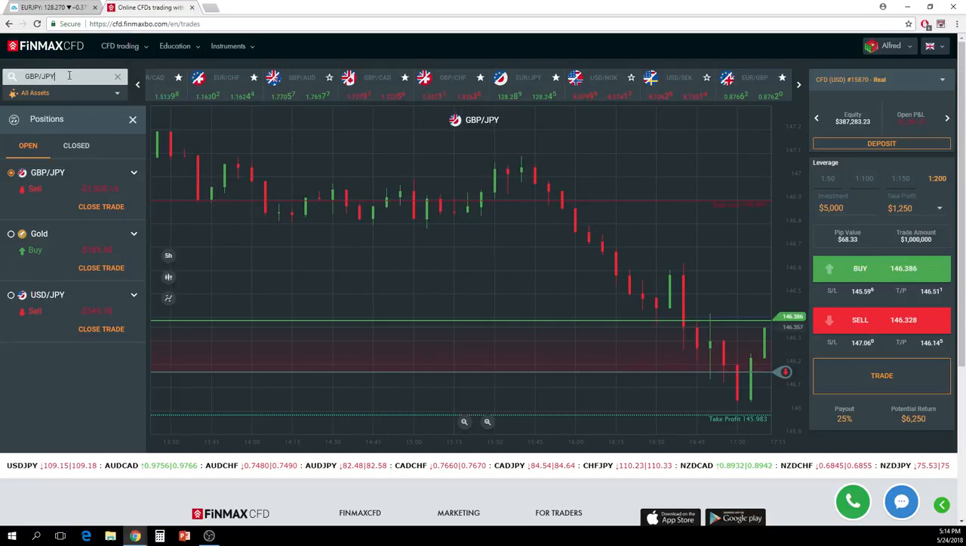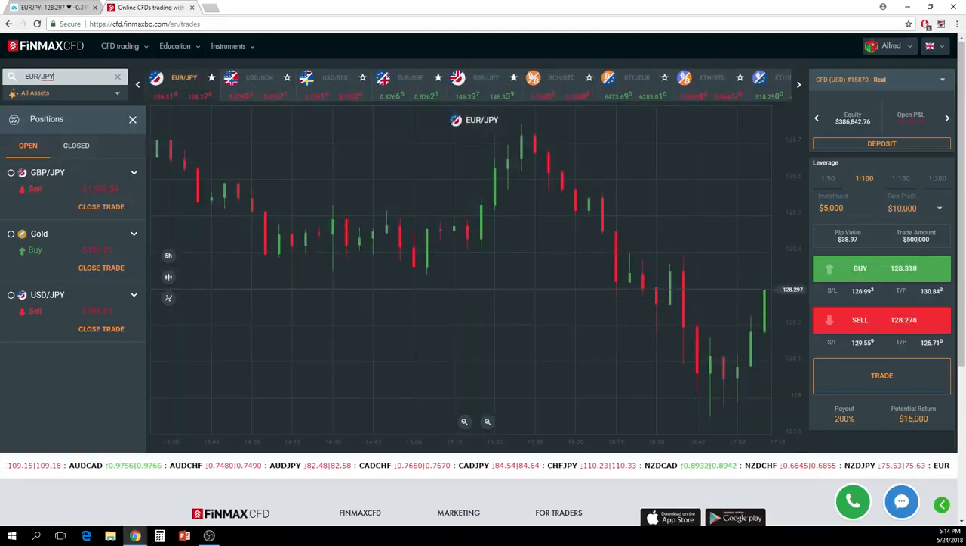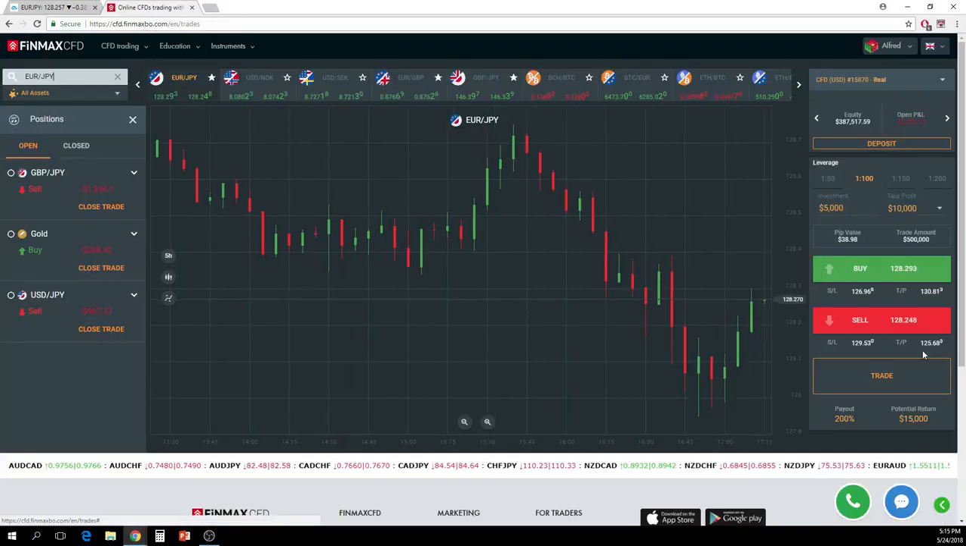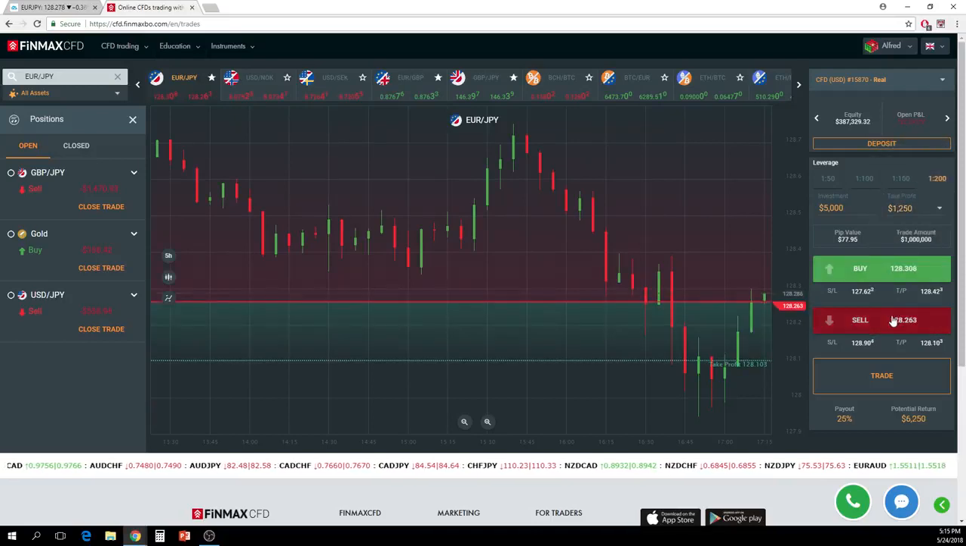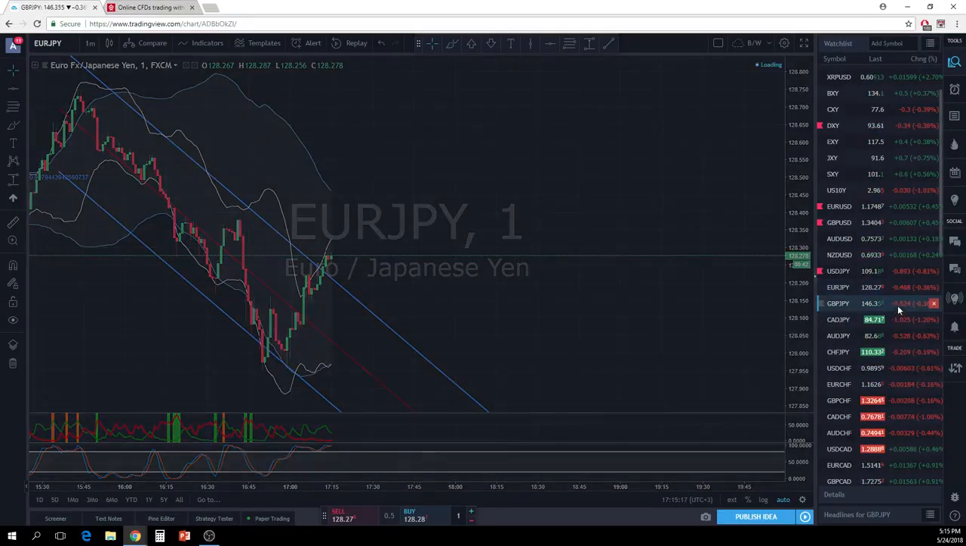Let's take a look at the level it's at right now. Euro yen, okay. There you go. Watching that already start decreasing. Again, entering with a small take profit and trade open. Okay.